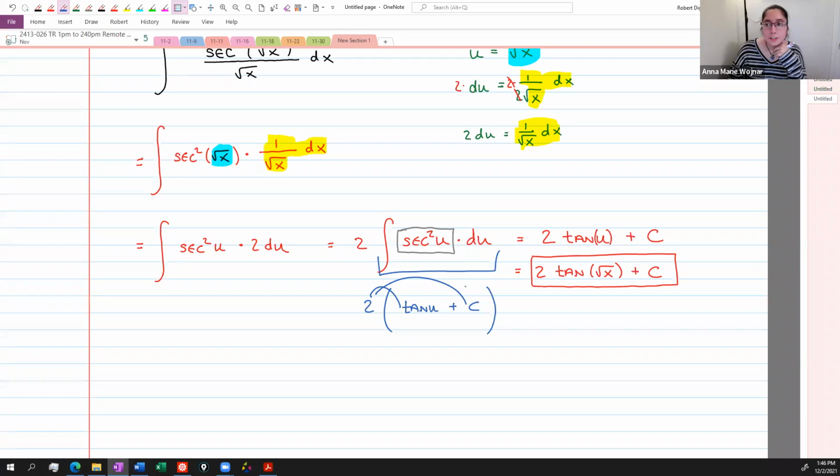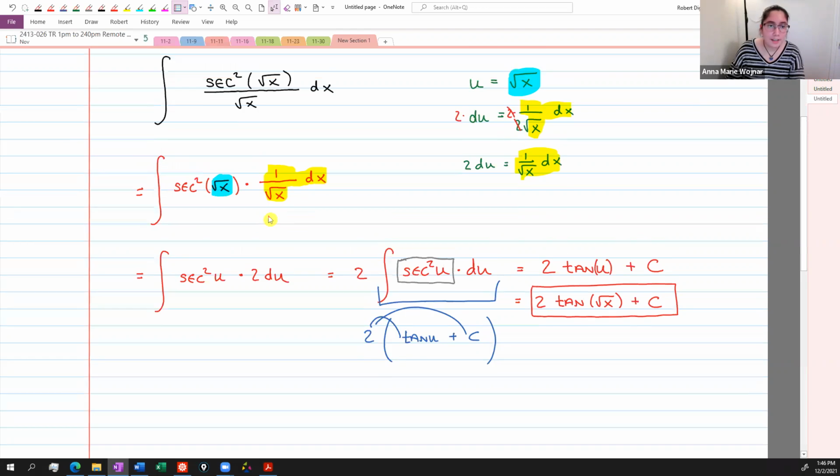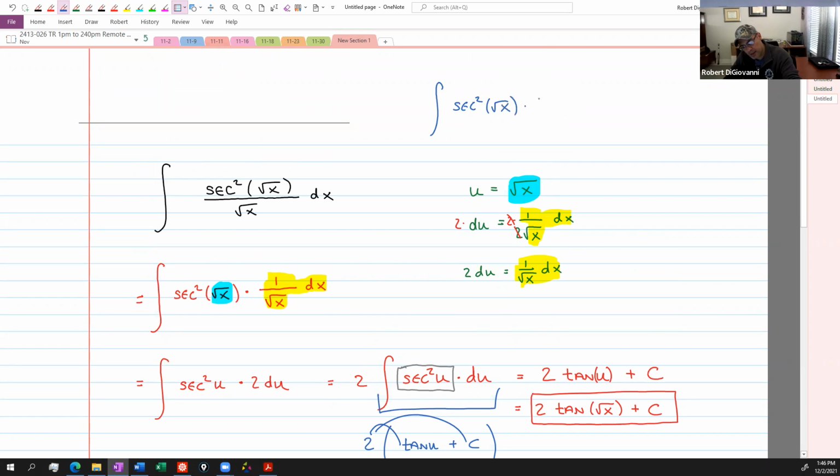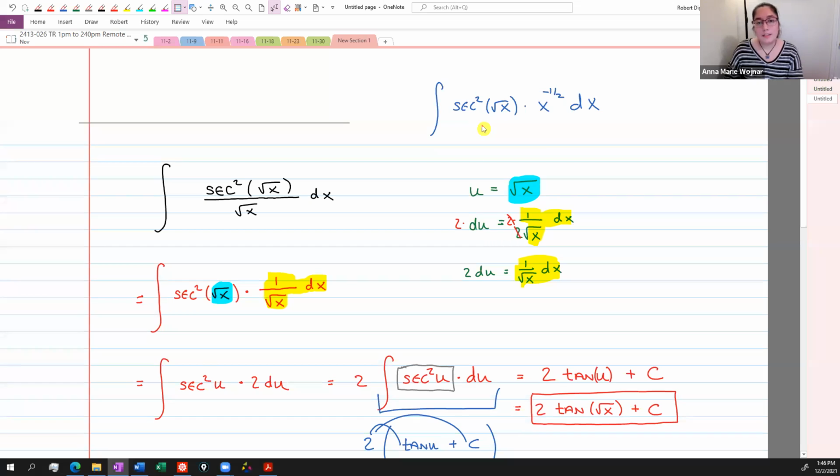I have a quick question. Yes. Could you have taken the square root of x, made it x to the half, and then brought it up to make it secant, whatever we have there, times x to the negative half? Yes, you could have rewritten this as secant squared square root of x times x to the negative 1/2 dx. Is that what you're saying, Anna Marie? Yes, you could have done that.